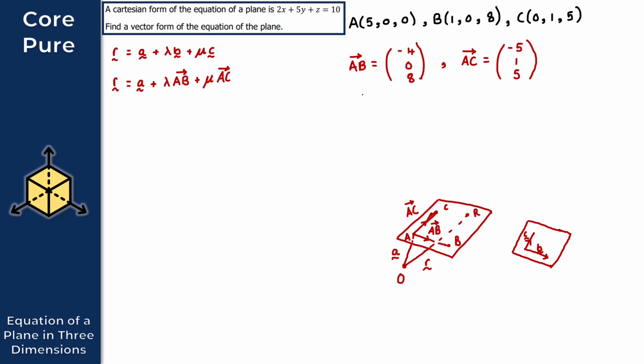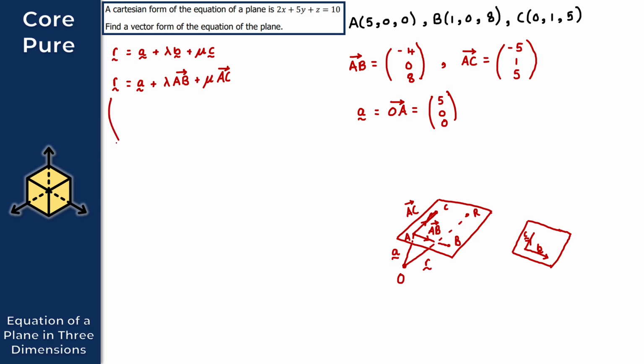The only thing that we don't have here is the position vector A. But the position vector A is simply the vector OA, which in this case is going to be 5 minus 0, which is 5, 0 minus 0, which is 0, and again 0 minus 0, giving us 0. So the vector OA is simply 5, 0, 0.